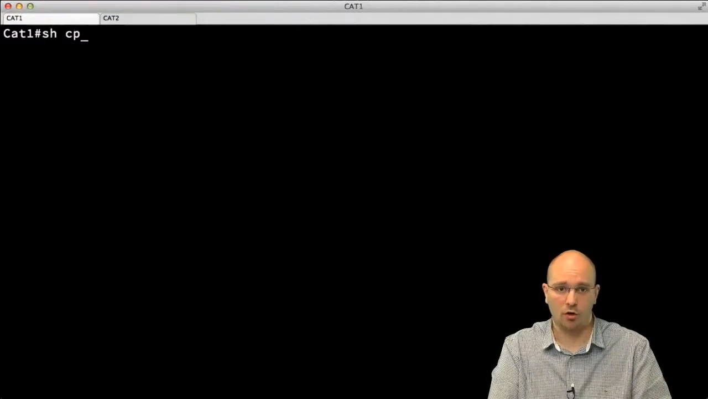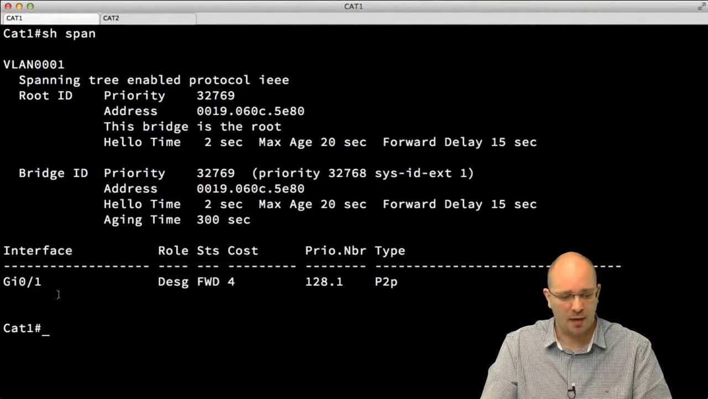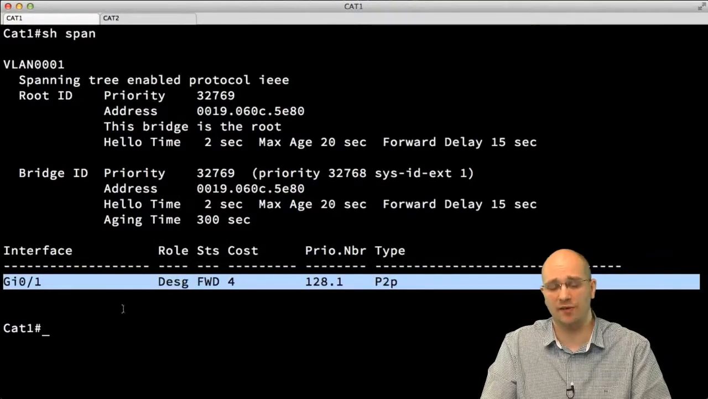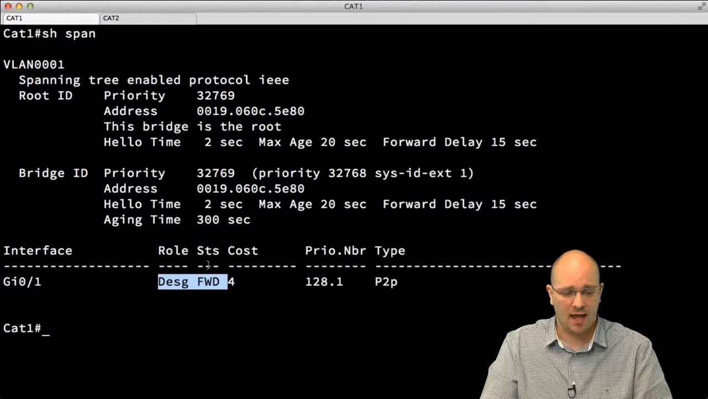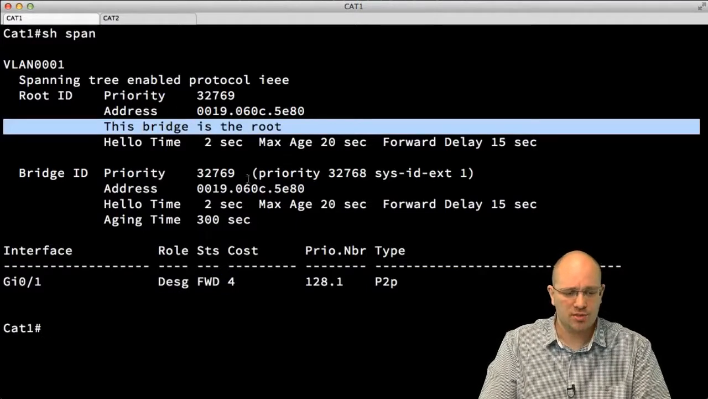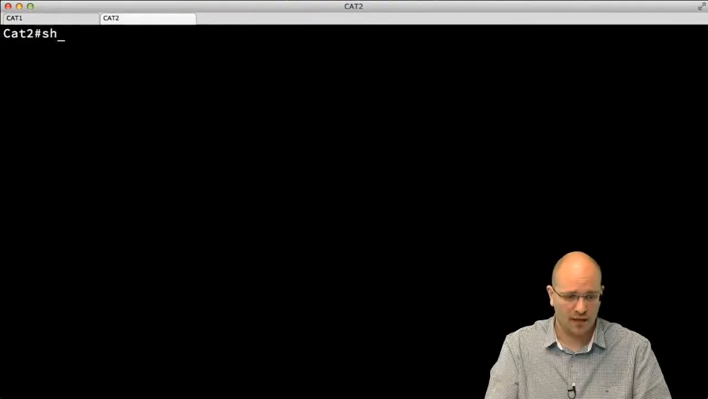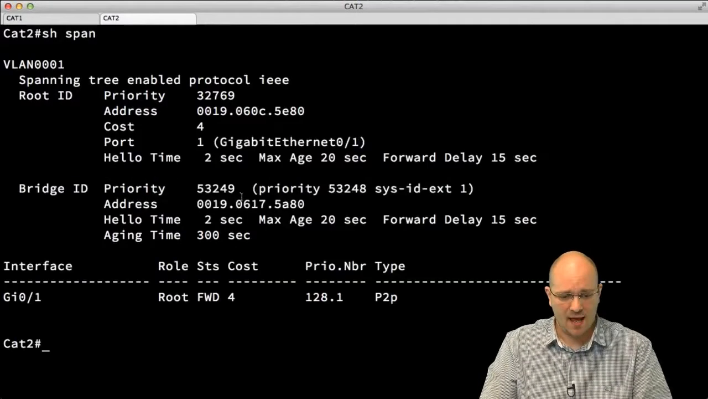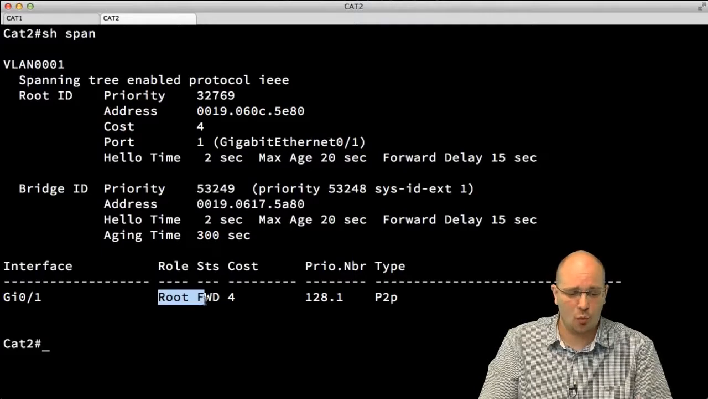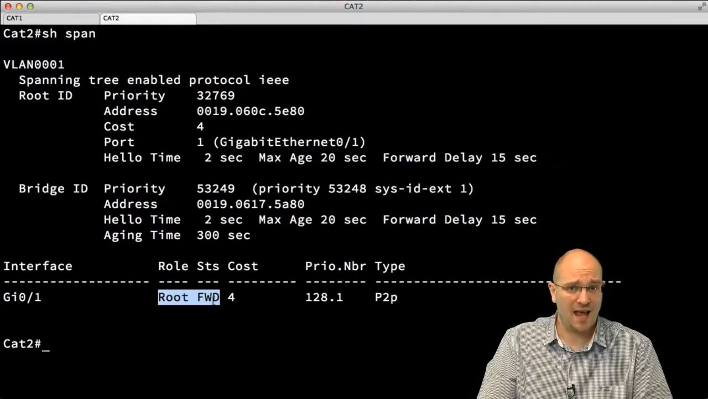If I take a look on my Cat1 at the output of show spanning tree, I will see that I have only one interface that is designated and forwarding, and which is gigabit interface 0/1, the interface facing my Cat2. I also see that Cat1 is the root in our network. On Cat2, if I do show spanning tree, I will see pretty much similar output, except that the gigabit 0/1 is going to be the root port and not the designated port. That's because it's receiving superior BPDUs from Cat1.